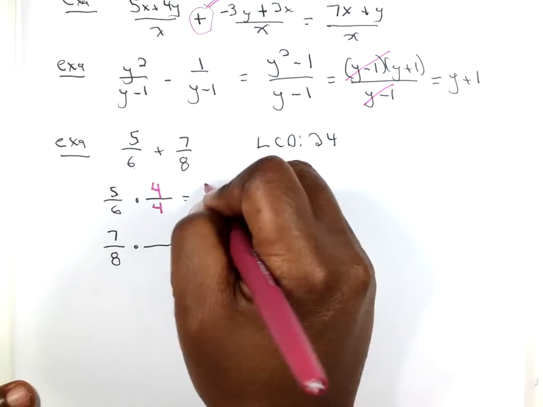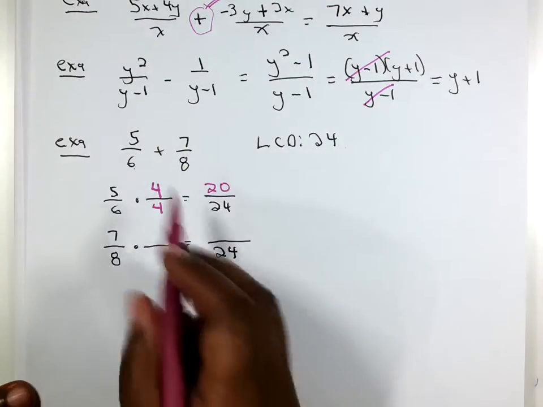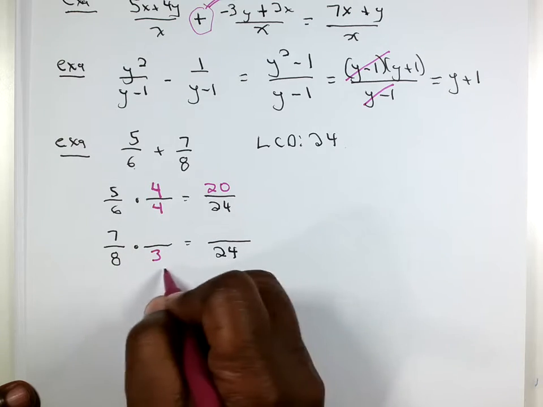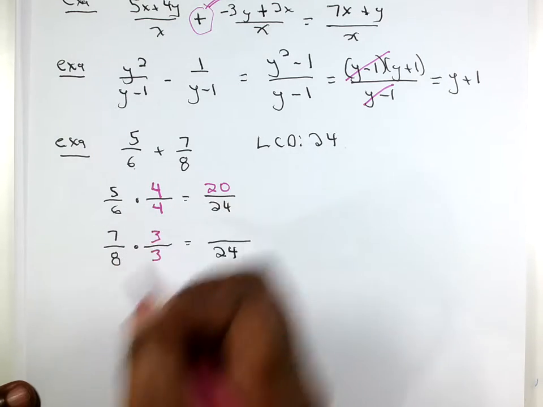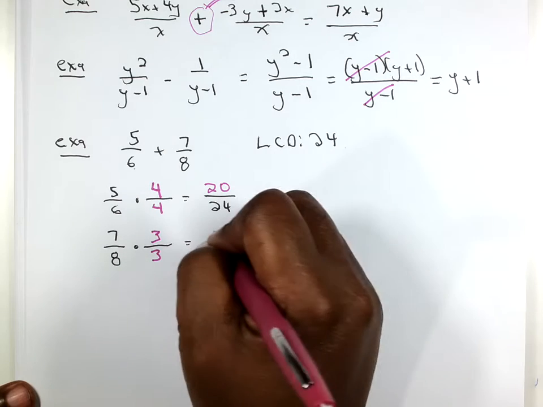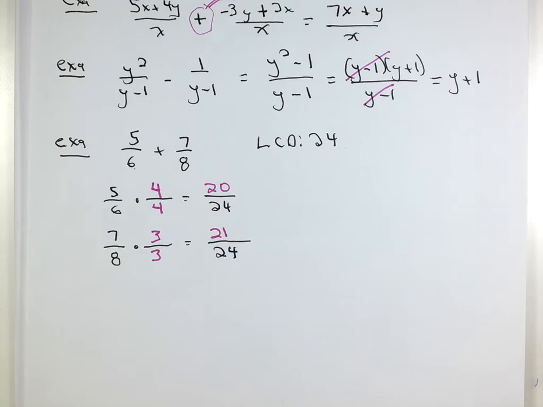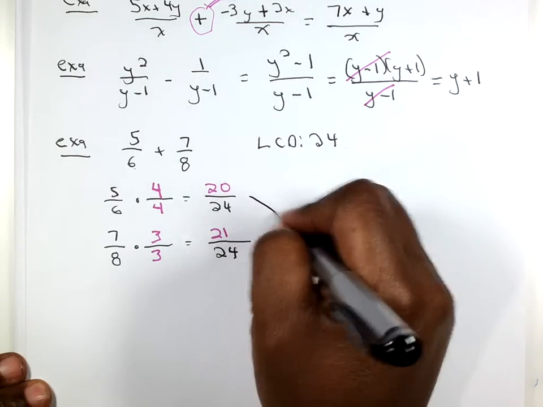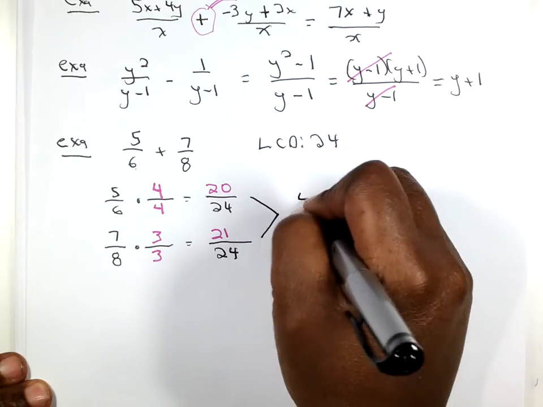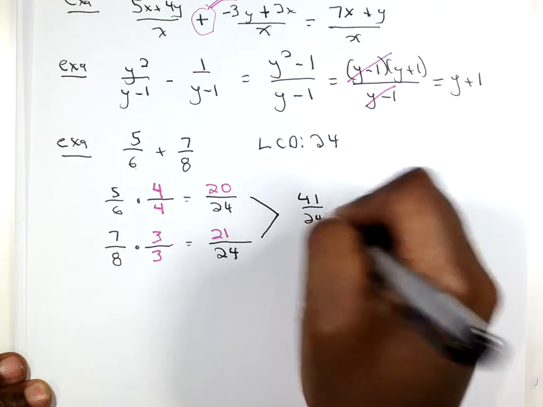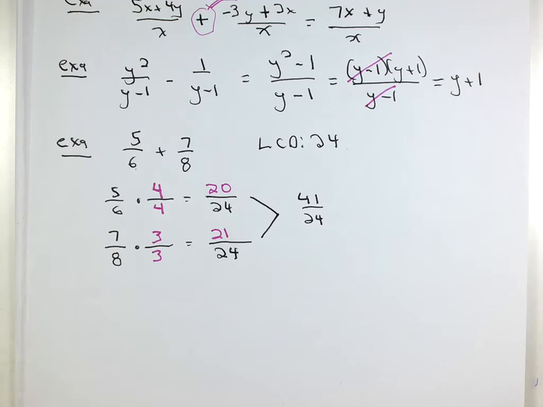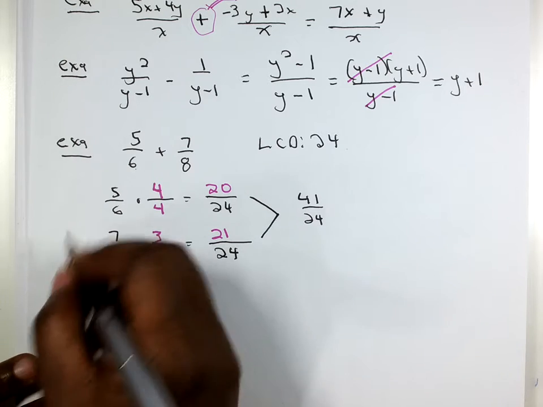So 5 times 4 gives me 20. Down here, I'm missing 3, because 8 times 3 is 24. So again, I have to put a 3 on top, and that gives me 21 over 24. Now that they're the same denominators, I can combine them, and it combines to 41 over 24. So we do this with real numbers, and we can do the same thing with variables.